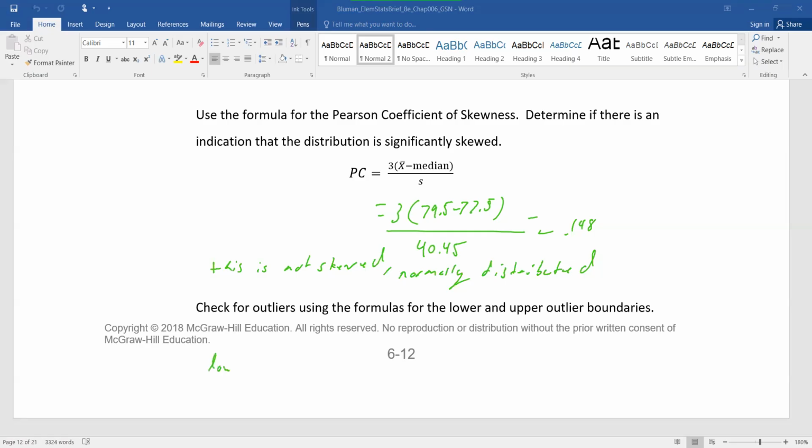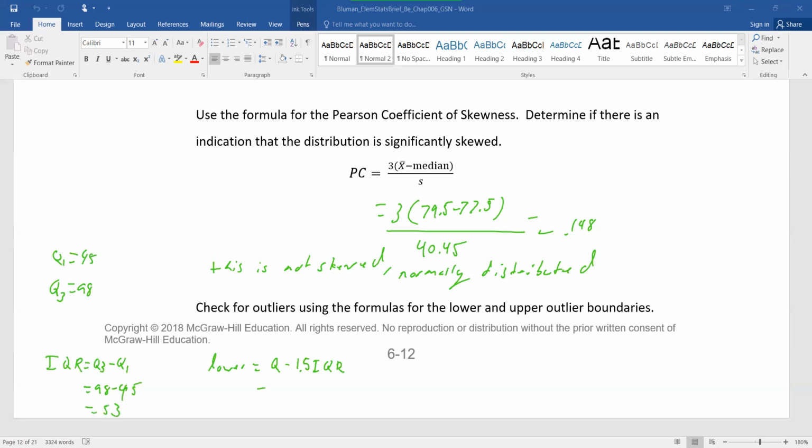So to find the lower boundary, remember it's going to be Q1 minus 1.5 times IQR. So we need to go find our IQR, which again is Q3 minus Q1. So we need to go figure out what Q3 is, and Q1. Q1 was 45 and Q3 was what? Good. Everyone agree with that? Okay. 98 minus 45 would be 53.